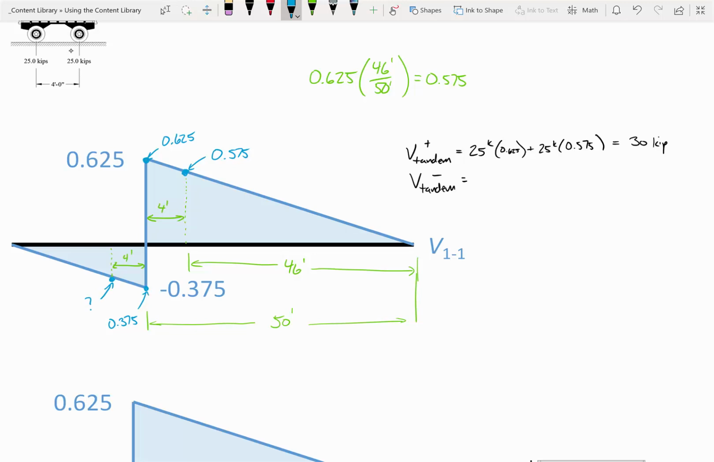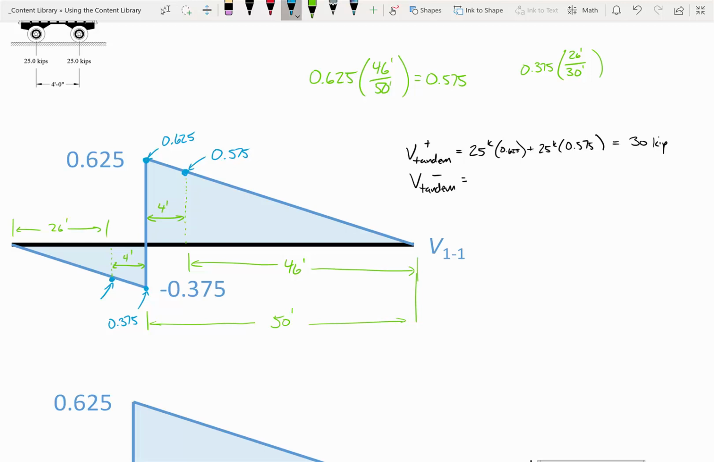The way you do that is the same way you did it up here. I'm going to take 0.375, and instead of multiplying by 46 over 50, I'm going to multiply it by 26 over 30, because this dimension here is 26 feet. And that's all there is to it. That's how the linear interpolation works. In some future examples, I might breeze through the linear interpolation and just show you the logic. I just wanted to walk through how some of those values are derived.